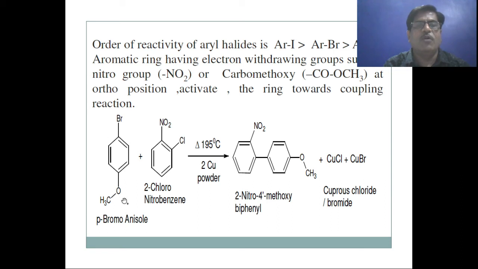Here, para-bromoanisole plus 2-chloronitrobenzene react in the presence of copper powder at a temperature of 195 degrees. The biphenyl derivative is formed, but the halogen attached at the ortho position of 2-nitrochlorobenzene is the one that couples, and the resultant product is 2-nitro-4-methoxy biphenyl, and CuCl or CuBr, cuprous chloride and bromide, are byproducts.